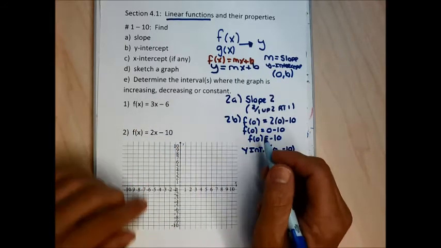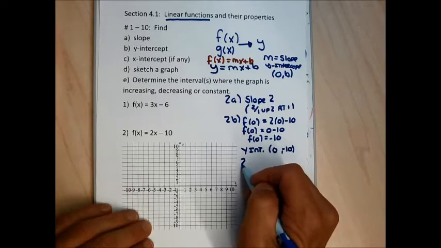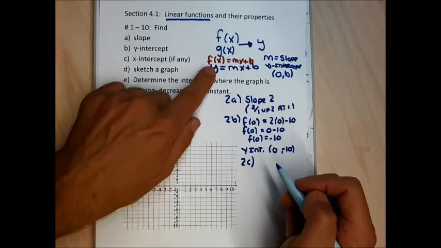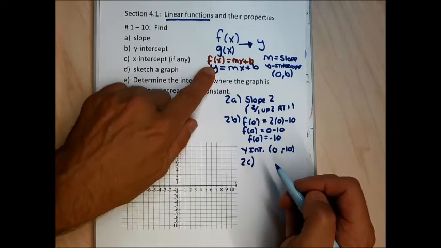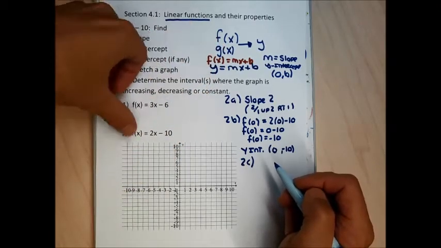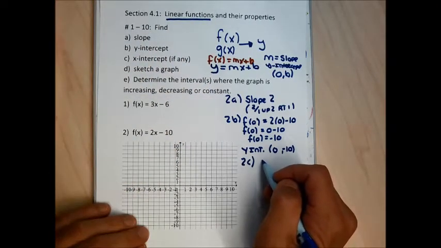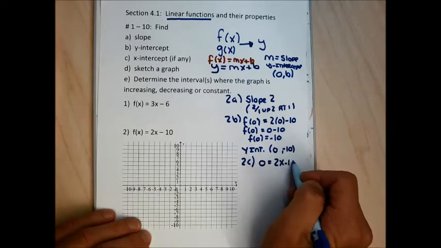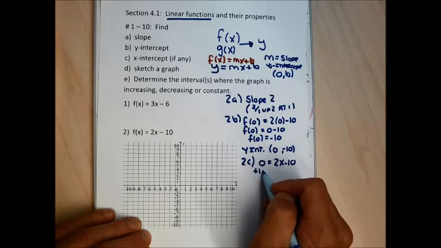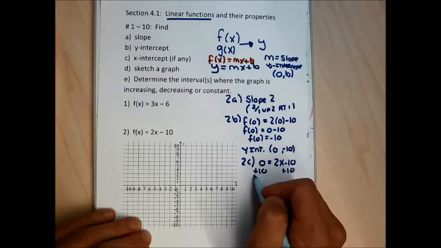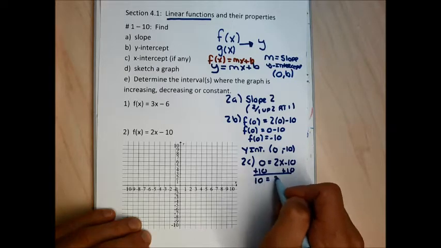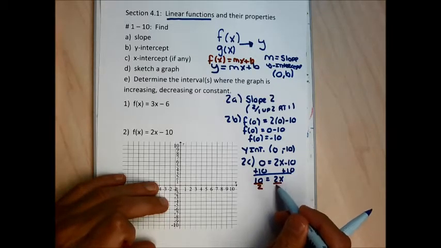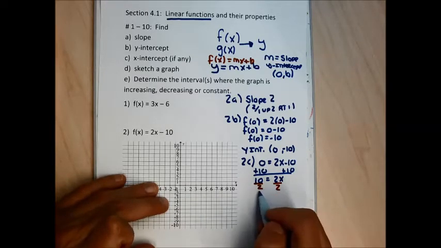Part C wants me to find the x-intercept, and that's the trickier one with function notation. Usually, when we go to find an x-intercept, we plug 0 in for y. In this case, we don't have a y. I'm going to replace the function symbol with a 0 to find the x-intercept. So as I go to find the x-intercept in part C, I'm going to set 0 equal to 2x minus 10, and I'm going to do the algebra to solve for x. Specifically, I'm going to add 10 to both sides. That's going to give me 10 equals 2x, and then I'm going to divide by 2. And that's going to give me 5 equal to x.